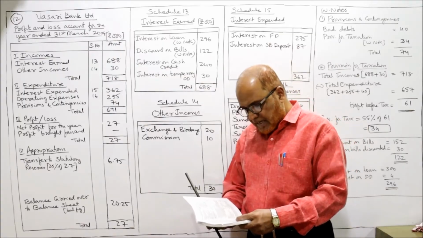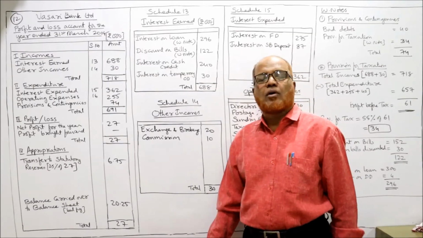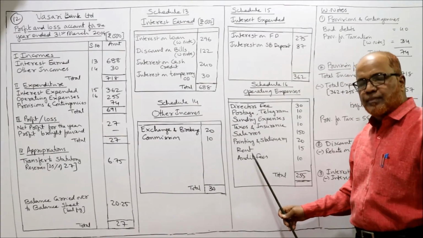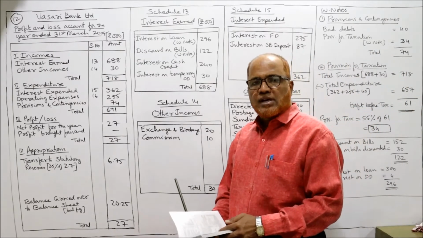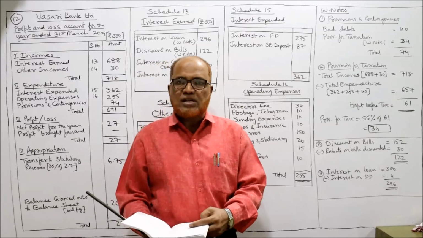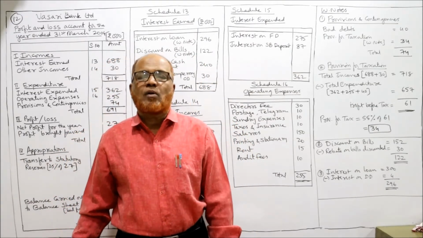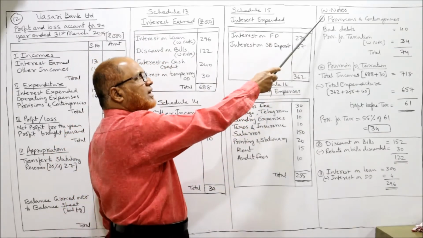Then the next ones are printing and stationery, rent, and audit fees. All three will be operating expenses. So we have taken all the trial balance items. Now the adjustments. Rebate on bills discounted, we have already deducted. Bad debts will be taken under provisions and contingencies in the working note.